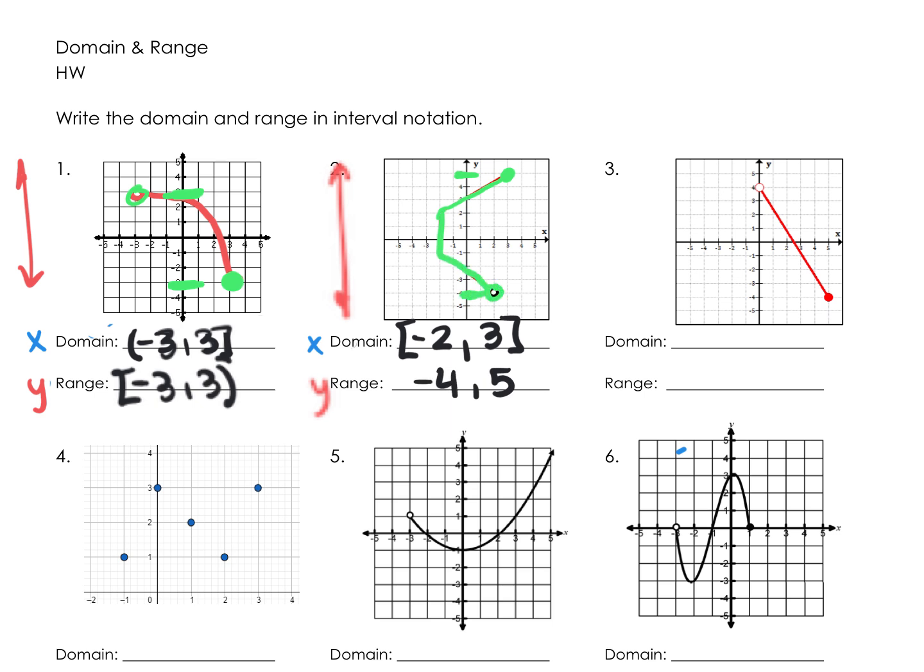That'll be the bottom of my range, the lowest, so lowest to highest. At 5 up here, we have a closed circle, and at -4 down here, we have an open circle. So open at -4, closed at 5.